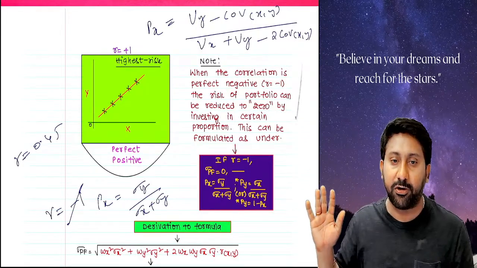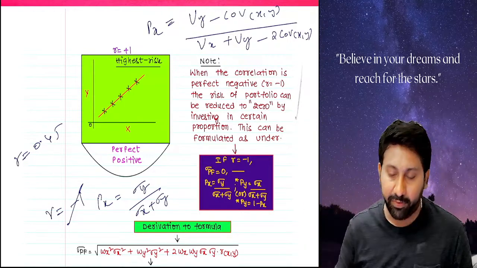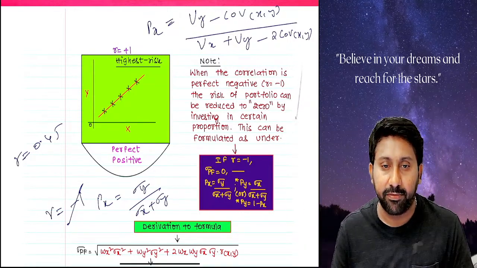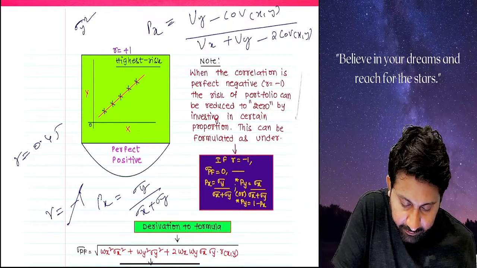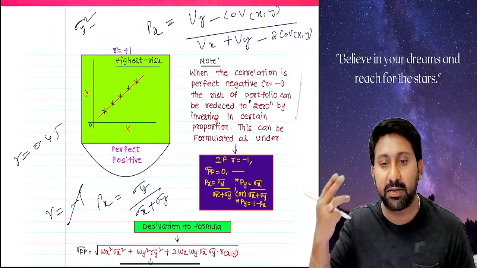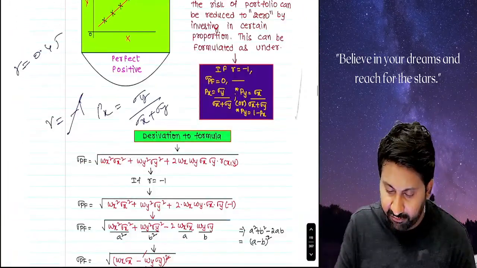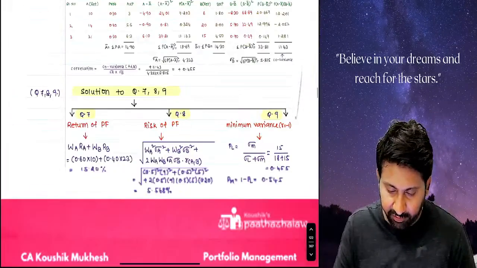Minimum extent we can reduce means maximum reduction is possible, such that minimum risk will come. What is that? Variance of y, that is sigma y square, minus covariance of xy, divided by variance of x plus variance of y minus 2 covariance xy. That is the formula. Using that we have to do.